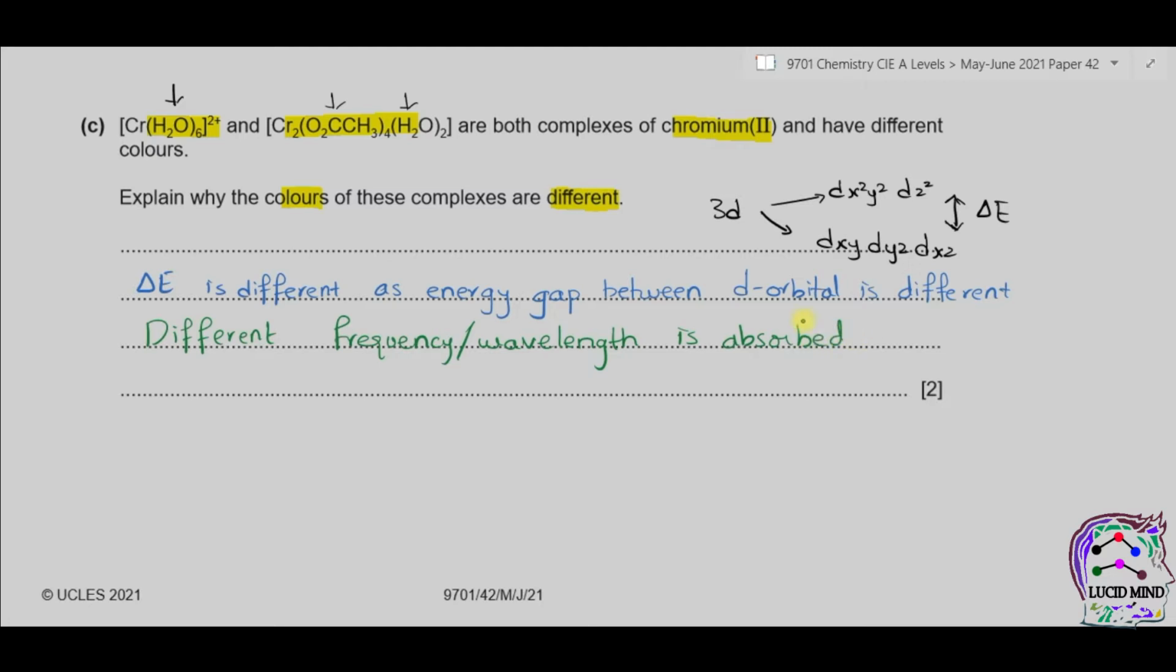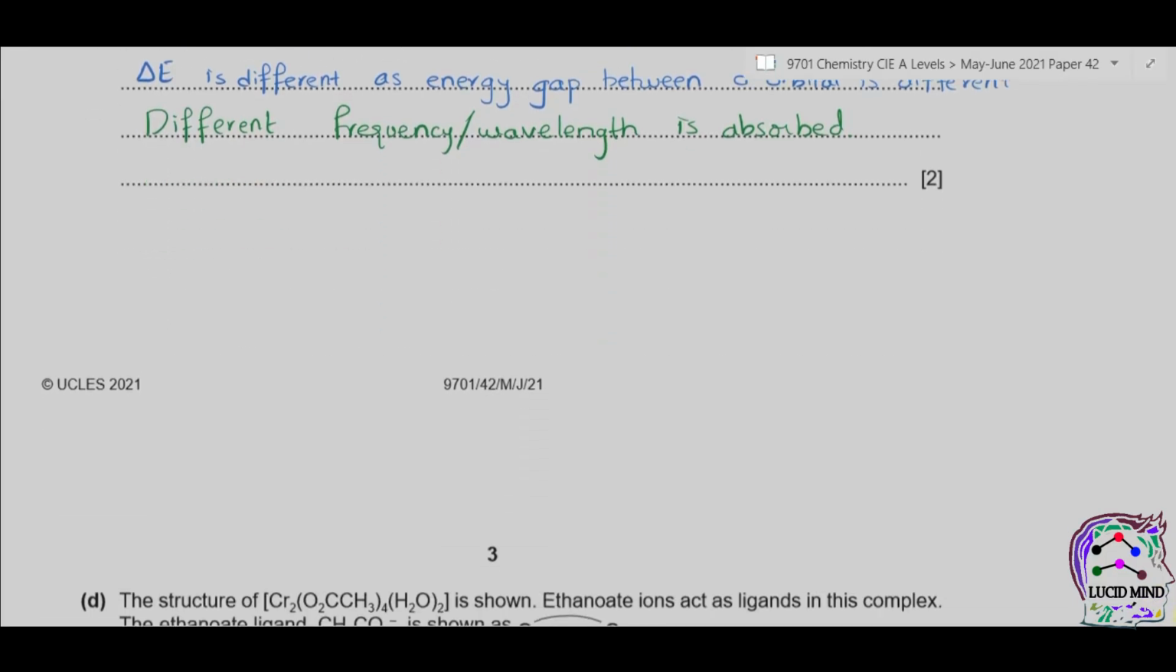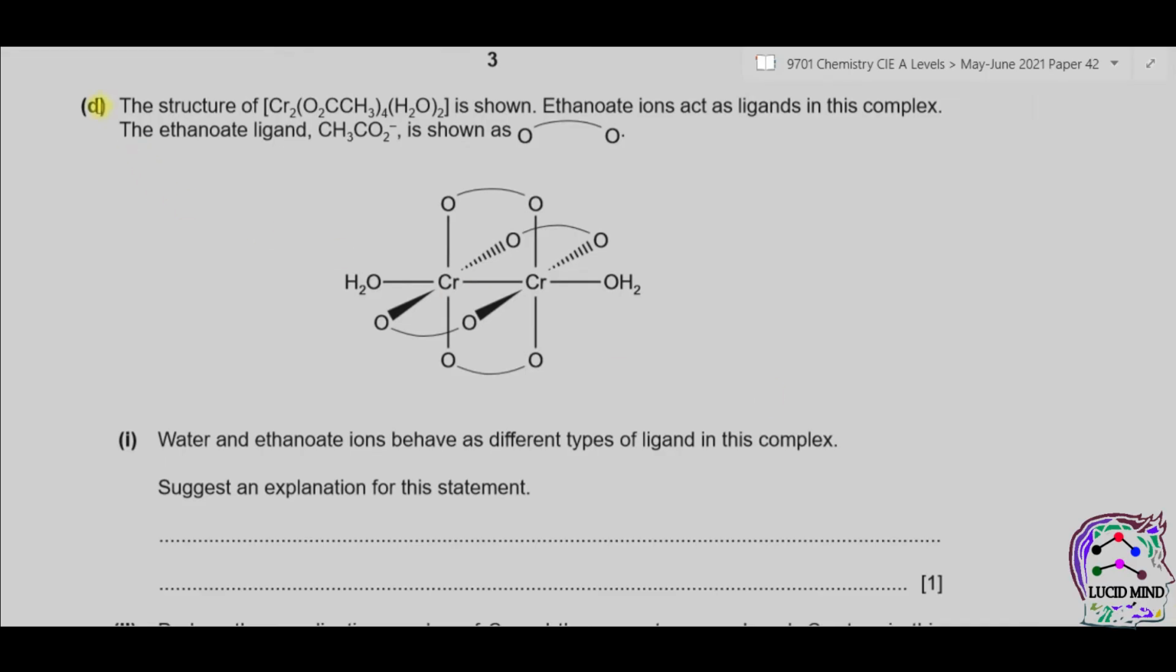And therefore different complementary colors are seen. For D, the structure of this complex is shown. Ethanoate ions act as ligands in this complex. The ethanoate ligand CH3CO2 negative is shown as this one.